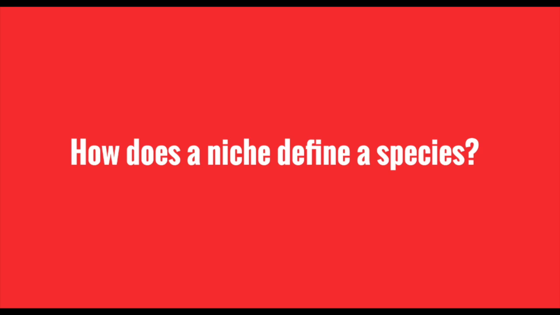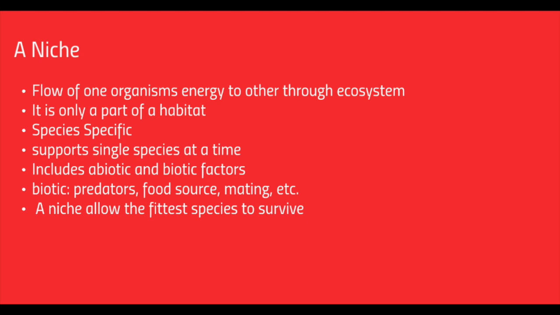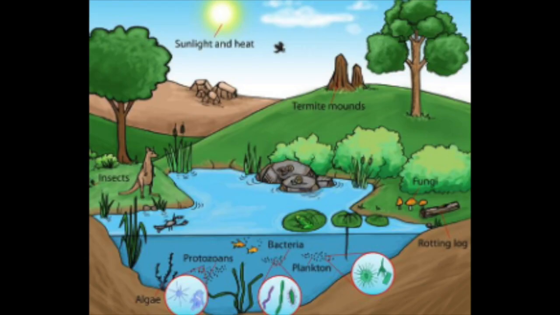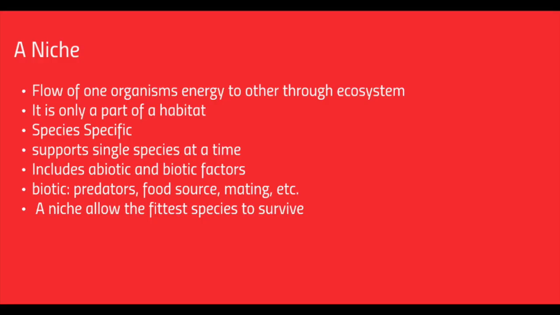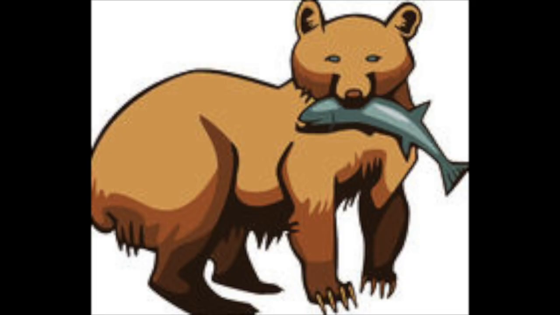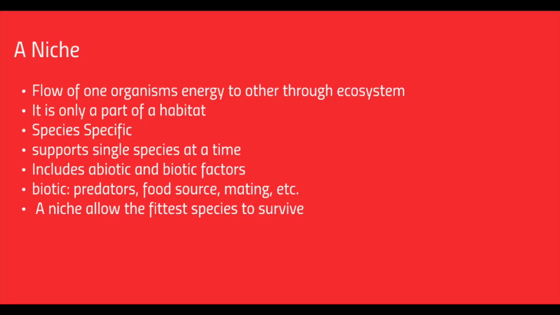So how about another question? How does a niche define a species? A niche includes the flow of one organism's energy to the other through an ecosystem. It is only a part of a habitat. It is species specific, although it supports a single species at a time. It includes abiotic and biotic factors. Examples of biotic factors would include predators, food source, mating. A niche allows the fittest species to survive.